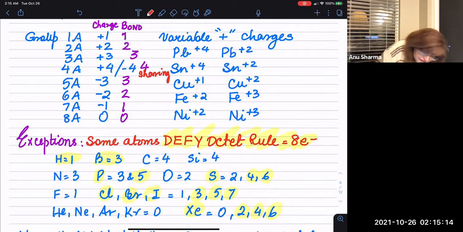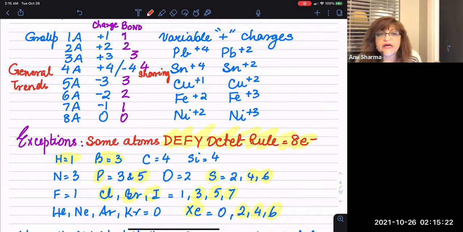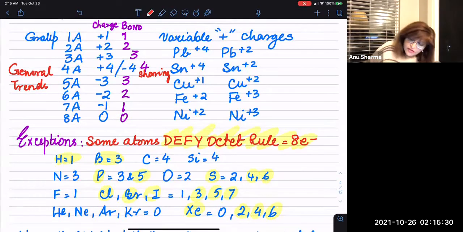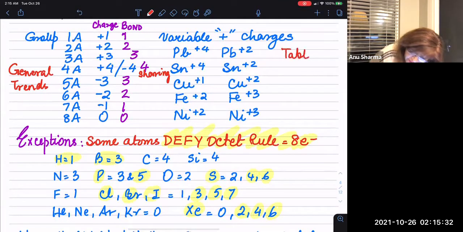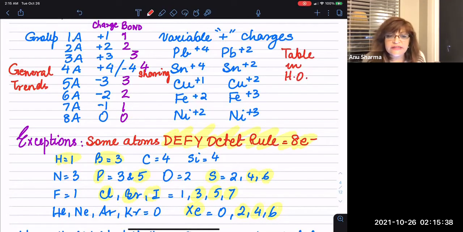Okay, so these are just the general trends. But of course, we also have the exceptions. Exceptions are the elements that have variable positive charges, such as lead, tin, copper, iron, nickel. I would say, look at the table in the handout to look at the other details. But just to give you an idea, based on these charges, they are going to make that many bonds. For example, nickel can make 2 bonds and nickel can make 3 bonds. Iron can make 2 bonds and iron can make 3 bonds, and so forth.